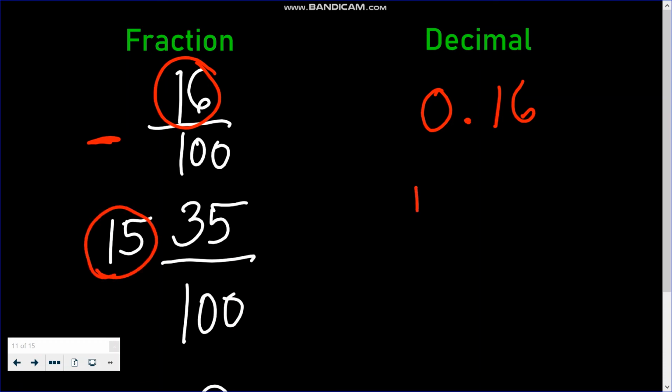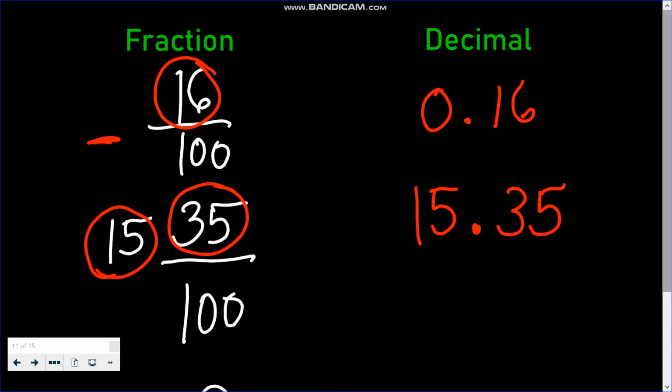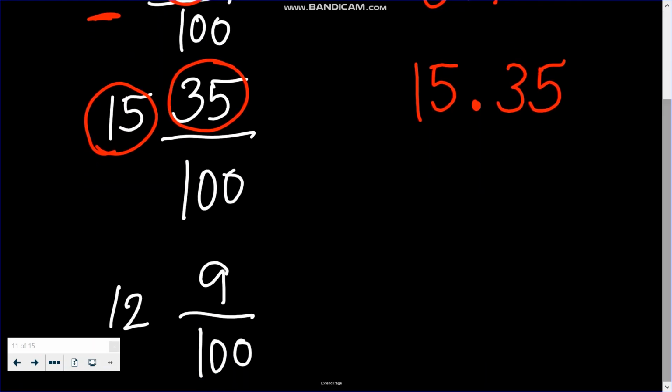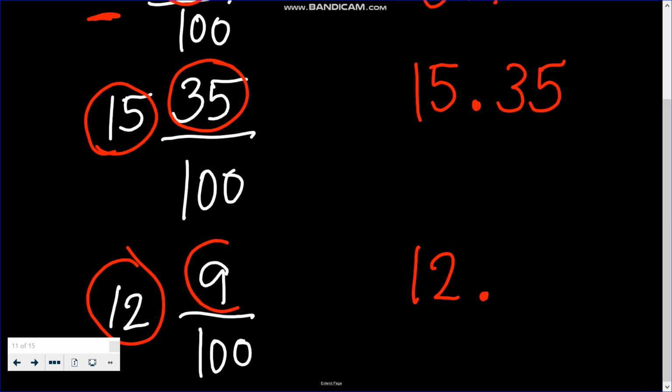Now, for the second example, our whole number is 15. So let's write 15 followed by a decimal point. Then let's write the numerator, which is 35. So we have 15 and 35/100ths. Last one. We have 12 as our whole number. So let's write 12 followed by a decimal point, and we have 9 out of 100. So we have to write 0 here and 9. So we have 12 and 9/100ths.